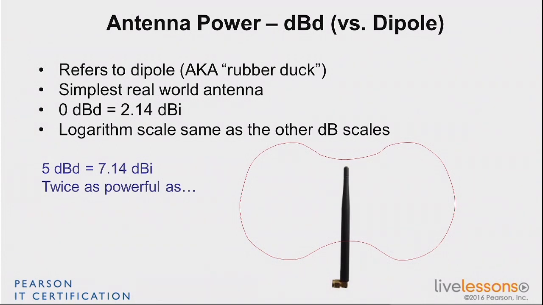So a 5 dBd antenna, that's twice as powerful as what? Think about it for a second. And if you thought about the rule of plus 3 and minus 3, you were right. It's twice as powerful as something that's 3 dB less. So 5 dBd is twice as powerful as something that is 2 dBd. And because 5 dBd is 7.14 dBi, it's the same thing: it's twice as powerful as something which is 4.14 dBi. It's the same scale. We're saying the same thing, just with a different reference.